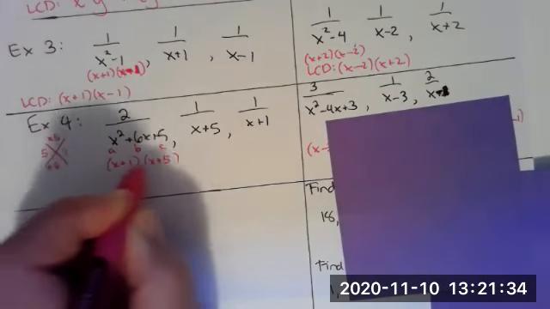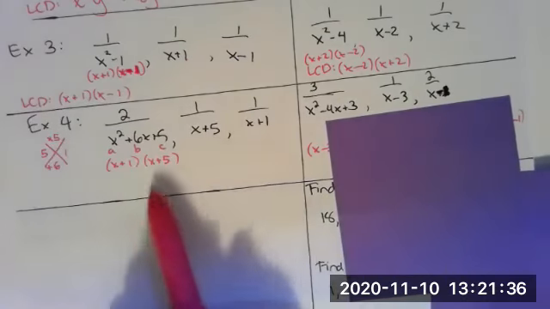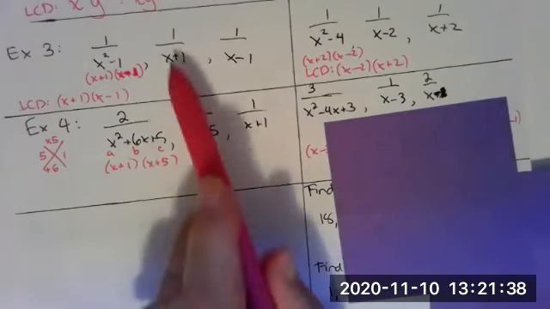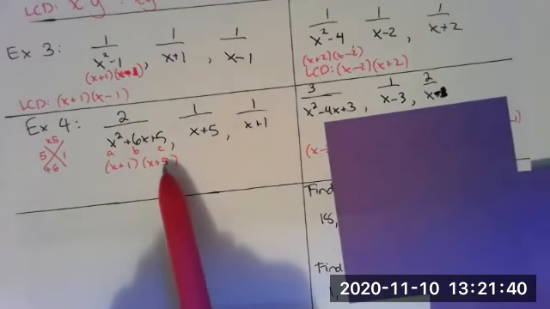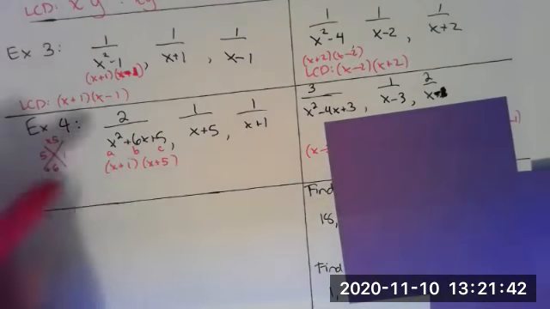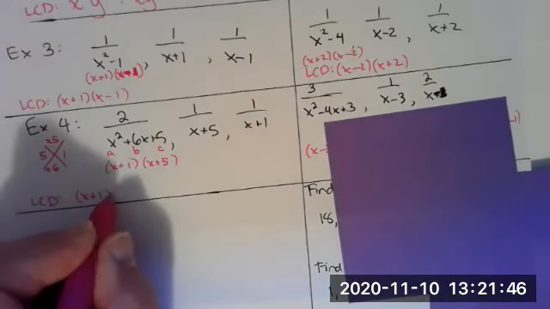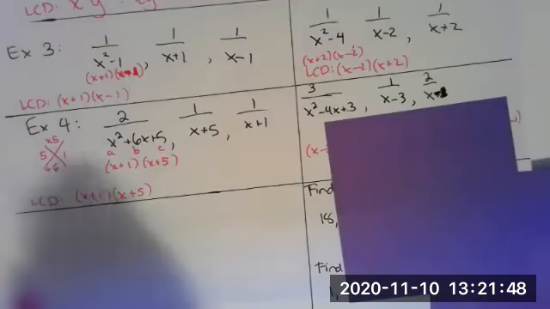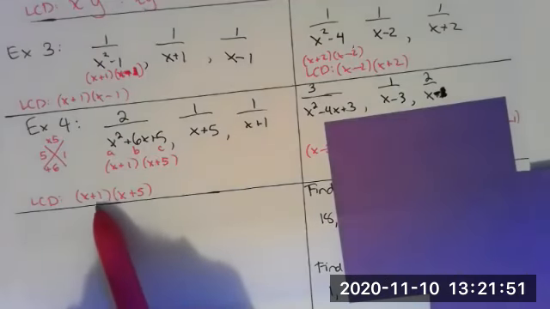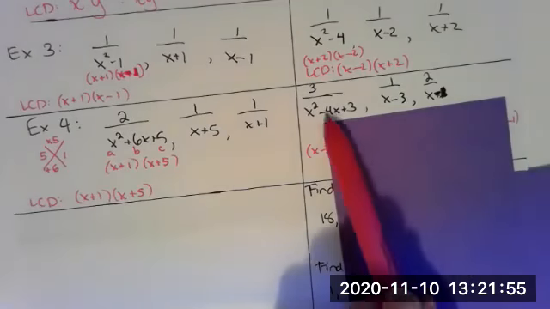Doesn't really matter what order you put them in. So now that we've broken this down, we see that just like with example 3, our least common multiple is these two multiplied together. So x plus 1 times x plus 5. That has to be our LCM or LCD. Okay. Pause the video, give this one a try.